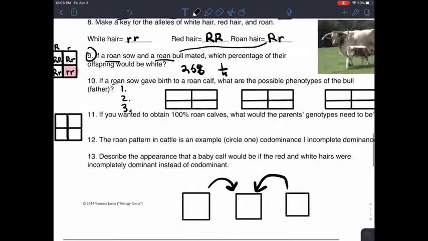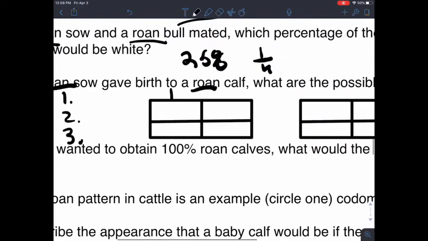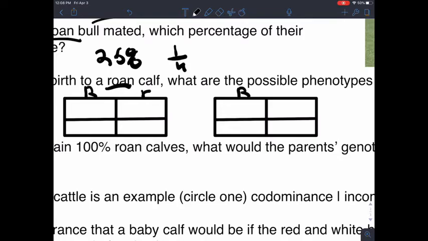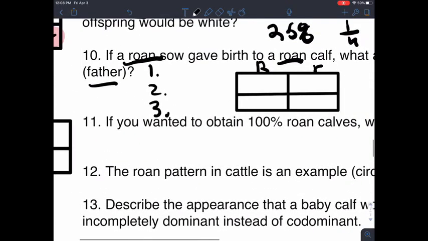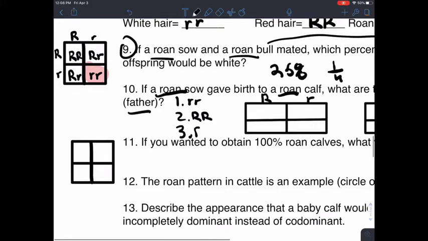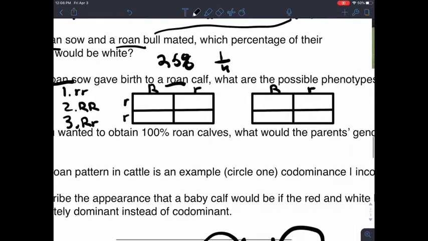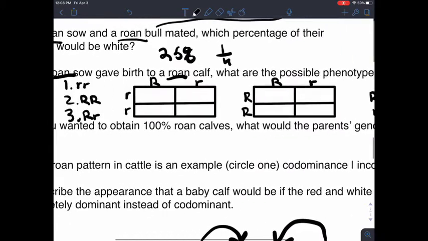Now if a roan sow gave birth to a roan calf, what are the possible phenotypes of the bull or the father? So we can already start knowing at least one will be heterozygous because it is a roan mother. So we can fill out the heterozygote on top. We now know there's 3 phenotypes, obviously white, red, or roan. So you can do the homozygous recessive, the homozygous dominant, or another roan. So let's solve it. We put it in right here, and then we put the homozygous dominant, and then the homozygote, and then the heterozygote.